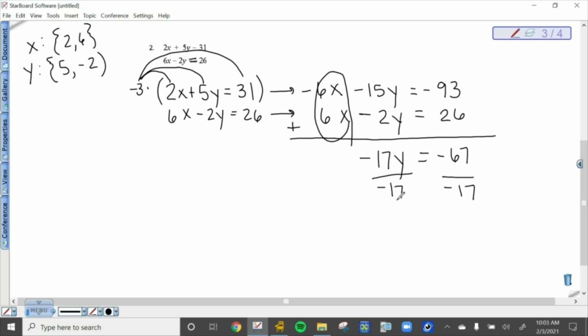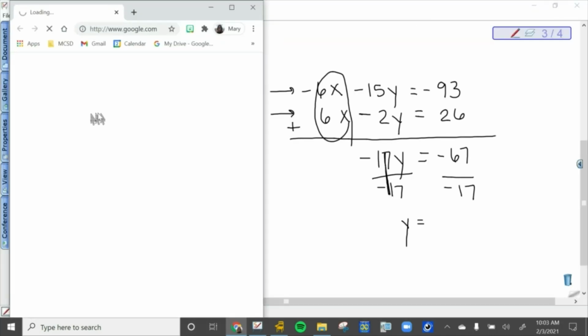What's negative 17 divided by negative 17? Positive 1. If we have the same number over the same number, it's always 1. So this leaves me with just y over here. And then negative 67 divided by negative 17. I don't think that's a whole number. So let's test. I don't know if it even is, because 17 is a prime number.